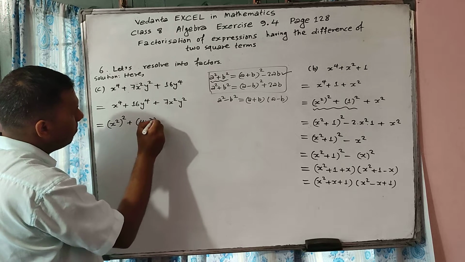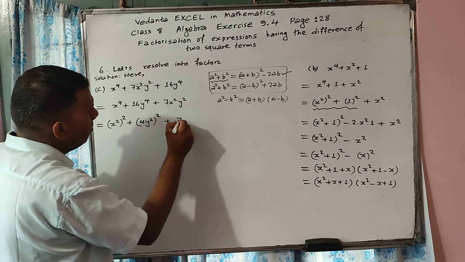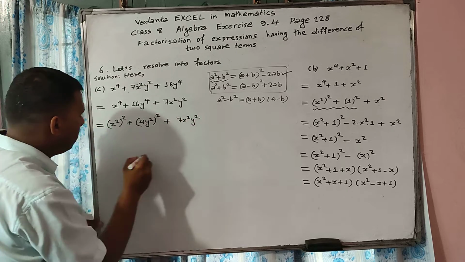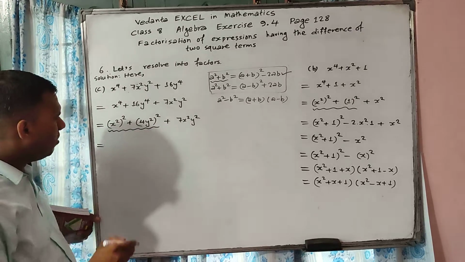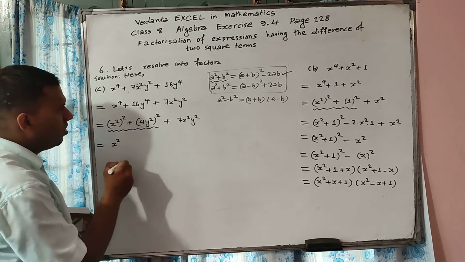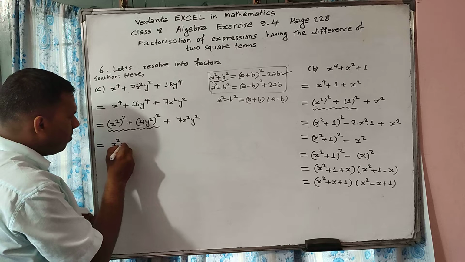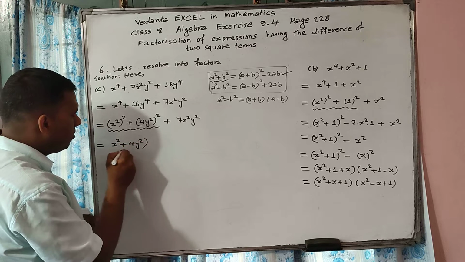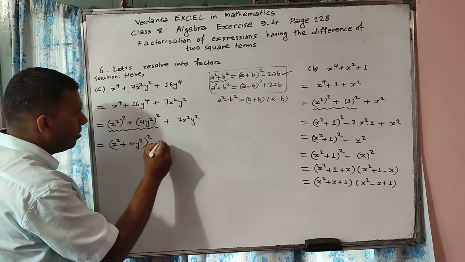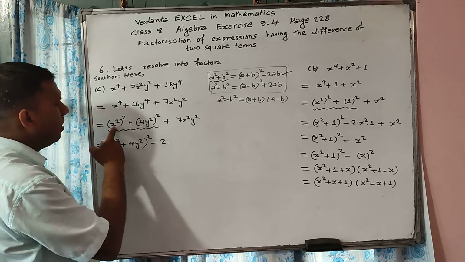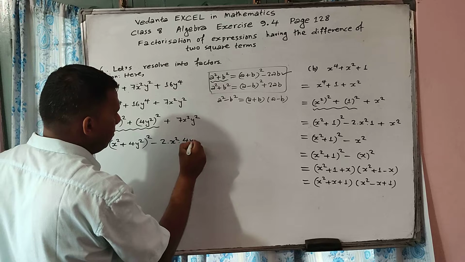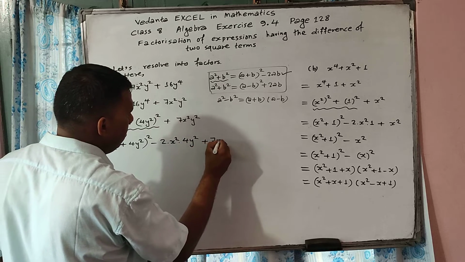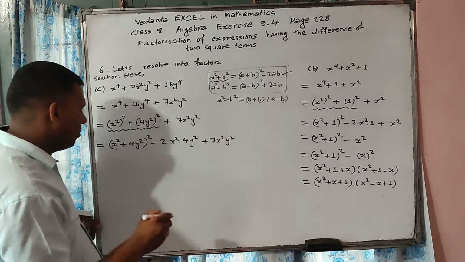Now it makes a square plus b square form. So using formula a plus b whole square minus 2ab. So x square plus 4y square whole square minus 2 dot a, that is x square, dot b, that is 4y square plus 7x square y square.